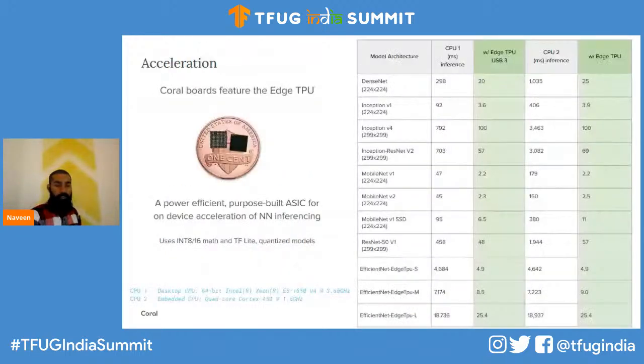So these are our benchmarks generated by running inference on the Edge TPU. You can see that for a state-of-the-art model like MobileNet V2, we are able to run at a latency of 2.5 milliseconds, and for Inception V4, we are able to run at a latency of 100 milliseconds.